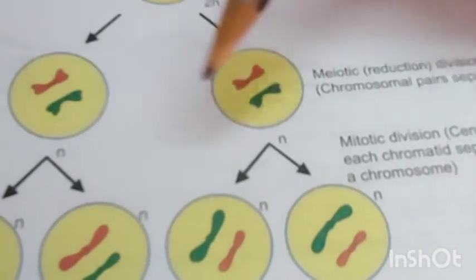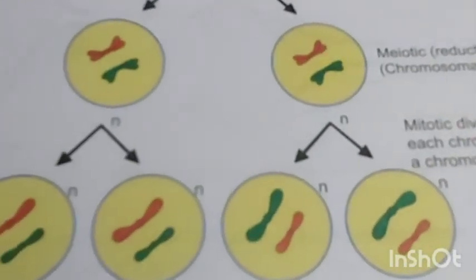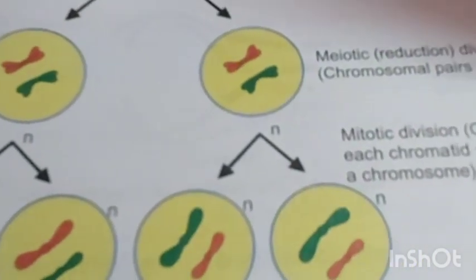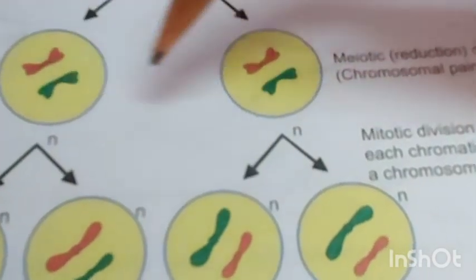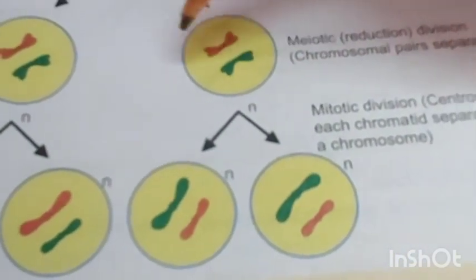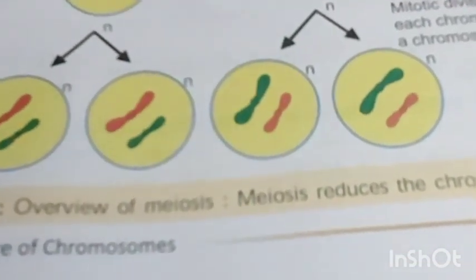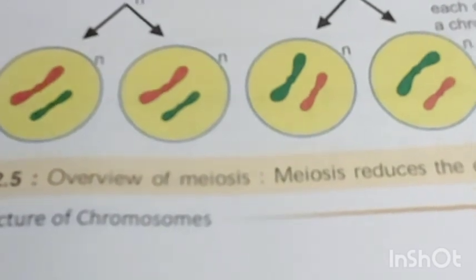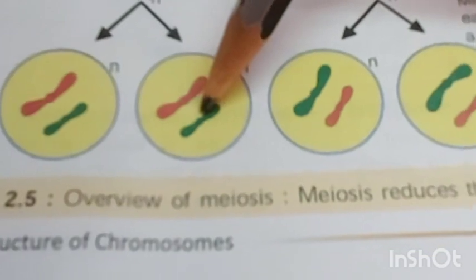Look over here. From here the mother cell's DNA content is halved. Meiosis has two main phases, meiosis 1 and meiosis 2. In meiosis 1, the mother cell is divided into two daughter cells having half of the chromosome number. In meiosis 2, from each daughter cell having half the chromosome number of the mother cell, two more daughter cells are produced.